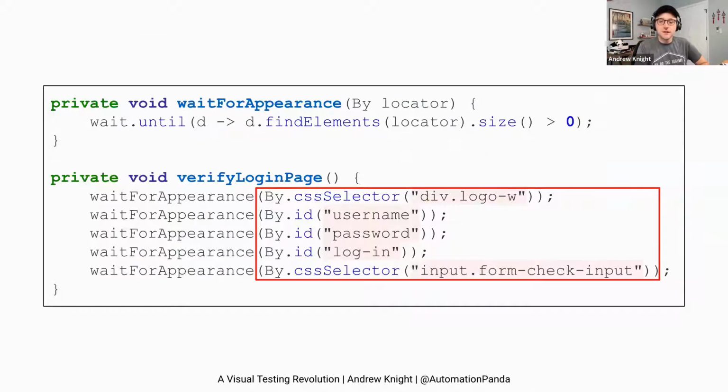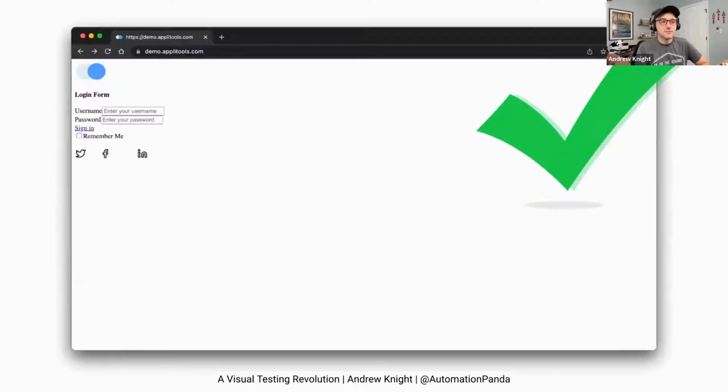The step to verify that the login page loaded correctly only checks for the appearance of 5 elements by their locators. These assertions will pass as long as these locators find elements somewhere on the page, regardless of where they appear or what they look like. Technically, even this login page would still pass the test, even though we can clearly see it's broken.